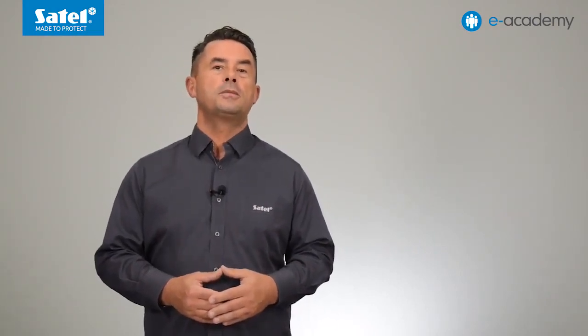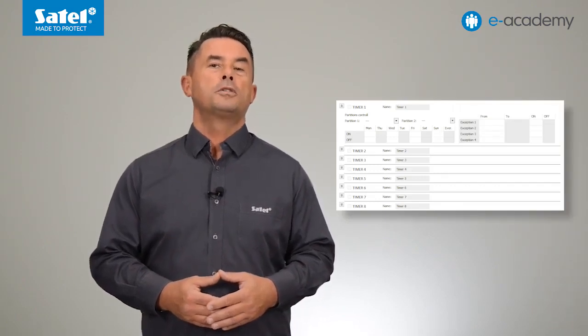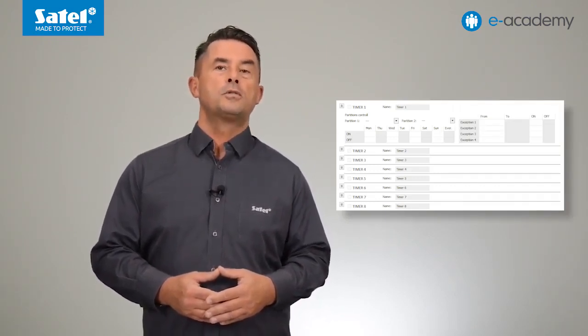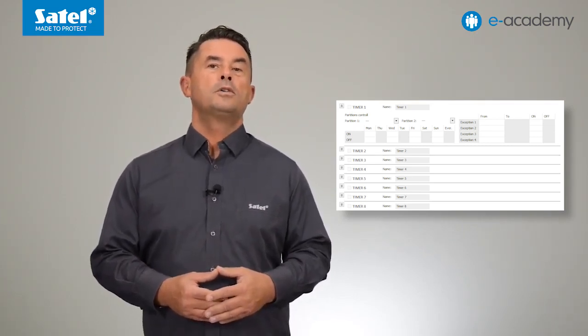When discussing the controllable outputs, it should be added that PERFECTA control panels allow the use of 8 programmable timers. They can be used both to turn on and off individual control outputs at specific times of the day, as well as arm or disarm selected partitions.